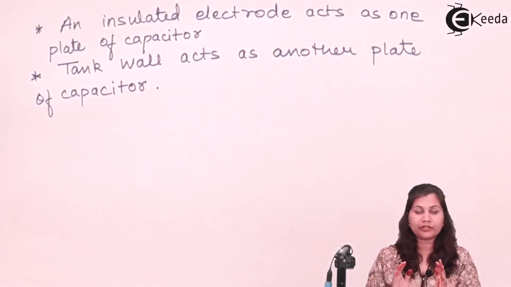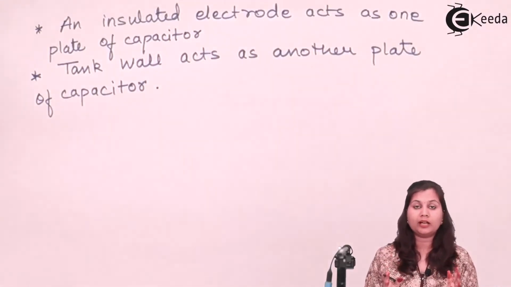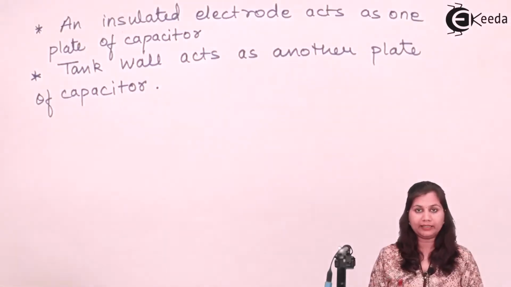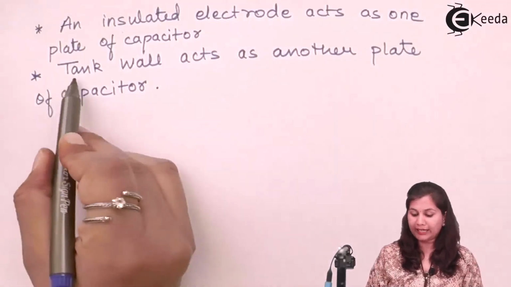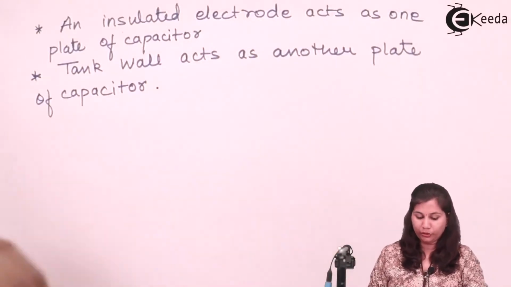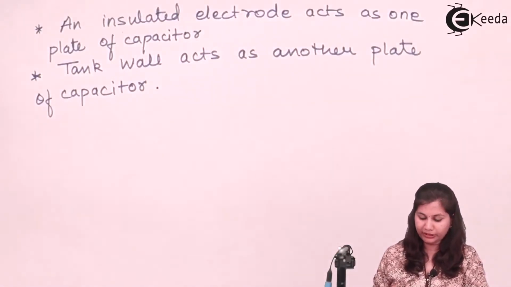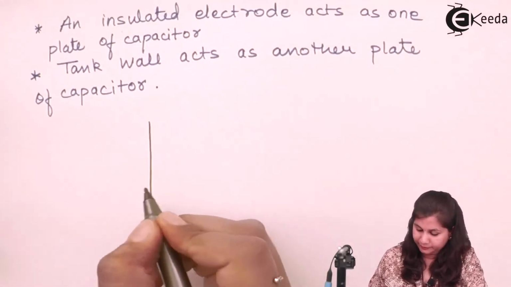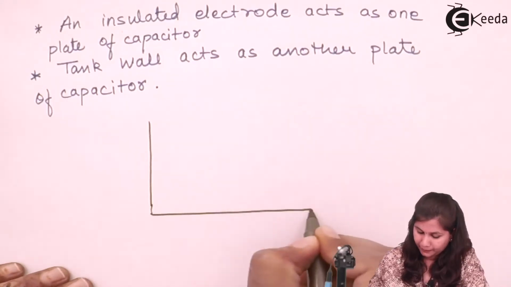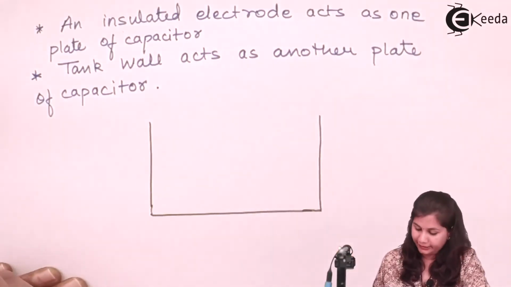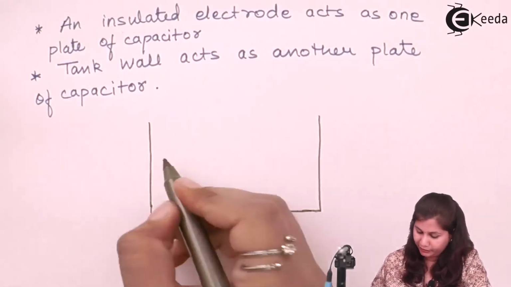So we are measuring the level of a liquid. In that case we will be using an insulated electrode. That liquid will be contained in the tank, so the tank wall is going to act as the other plate of the capacitor. You will clearly understand with the help of the diagram of the capacitance level sensor. This is the tank in which the liquid is being filled.